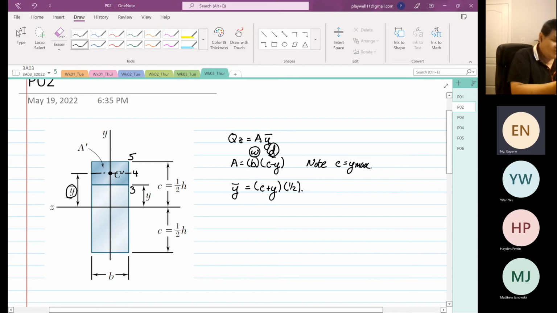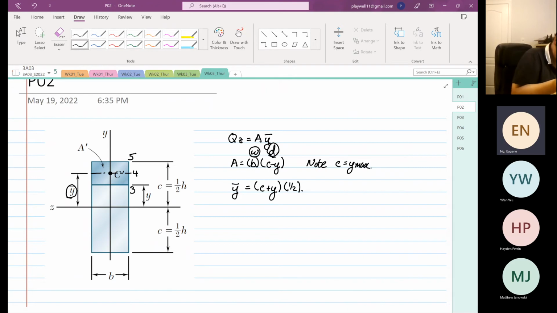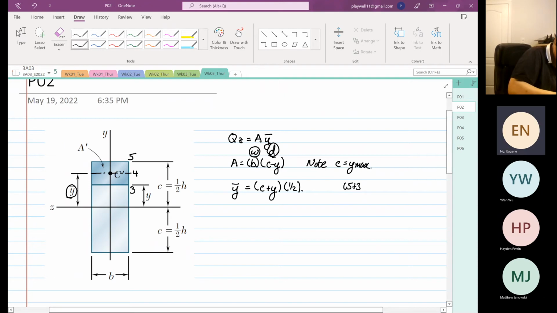You agree, right? I hope you do agree. And why is it equal to 4? If you look at observation, yeah, Eugene, I agree, equal to 4. But if you do the math, it's going to be 5 plus 3 multiplied by half is equal to 4. Okay? That is how you find your y bar.